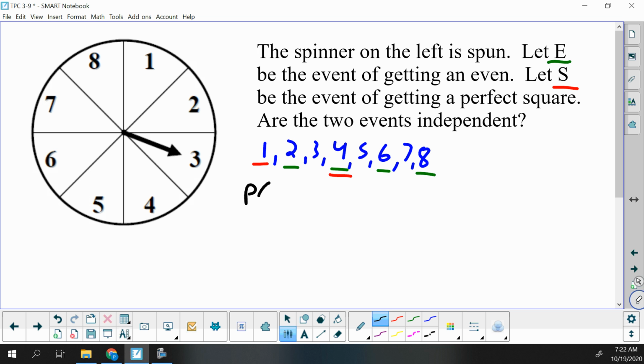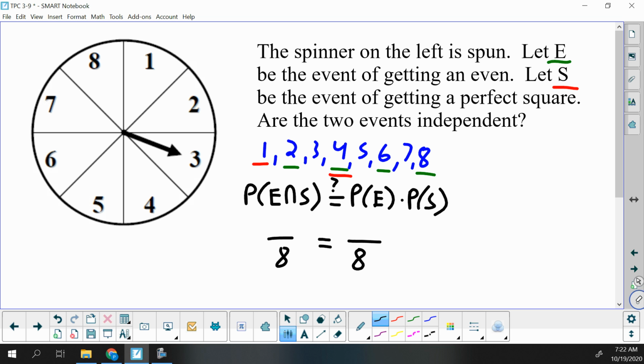So we want to know, is the probability of being even and a perfect square at the same time equal to the probability of even times the probability of a perfect square? So there's 8 total for each of these, so we know each of our denominators will be 8. So even and a perfect square, we're looking for any ones that we underline twice. We'll notice that only happened with the 4. So it's 1 out of 8 is the chance for an even and a perfect square.